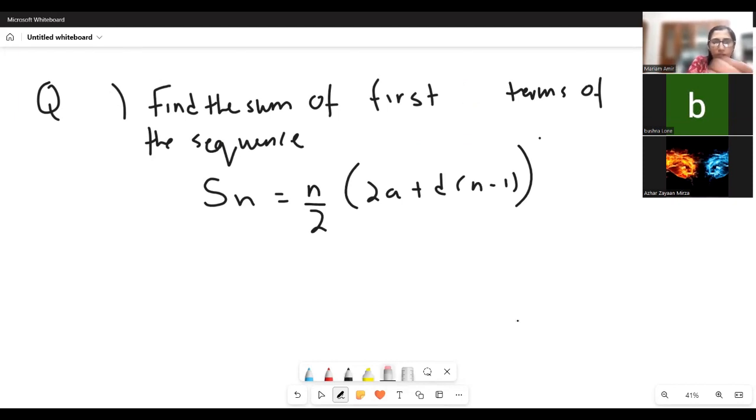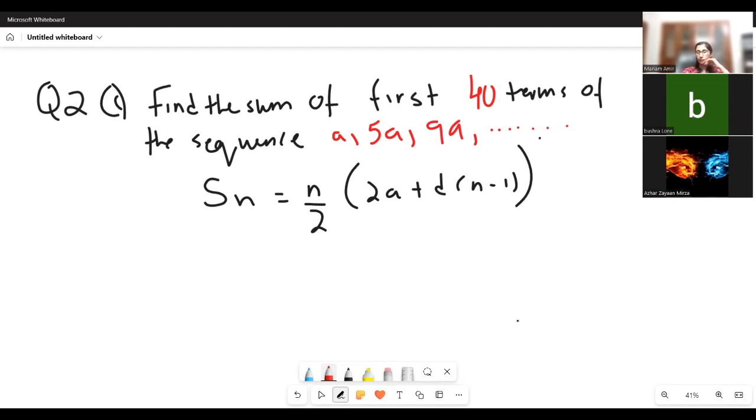This would be part C of question 2. Find the sum of the first 40 terms, and the sequence is a, 5a, 9a, and so on. We have 3.5 minutes left of the class. If this finishes, very good; otherwise it's a homework question. Please copy it if you need to. In fact, I'll just send a screenshot. No need to copy it.